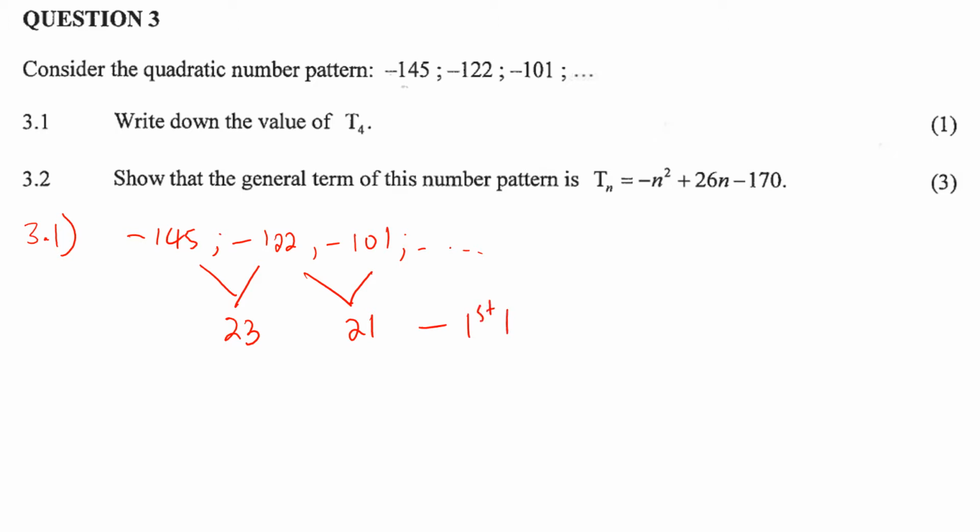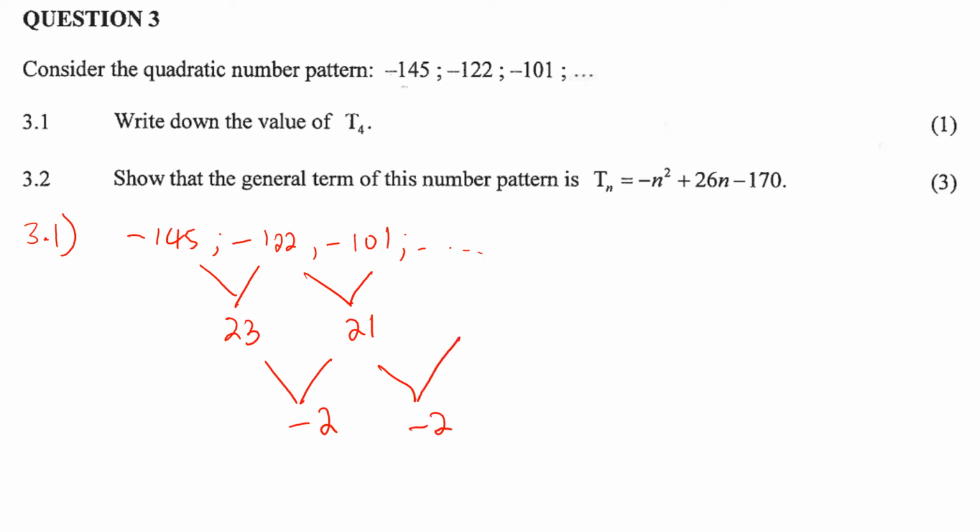Then this is our first difference. We know that in a quadratic sequence there's a first difference and a second difference. For the second difference, you subtract the first differences again: 21 minus 23 is going to give us negative 2. So that is our second difference. Now we can get term number 4. We know that the second difference will always be the same, so it will remain negative 2 as we continue.